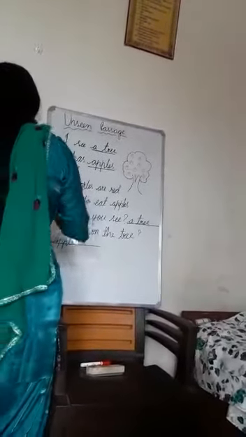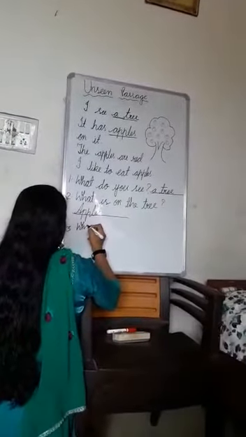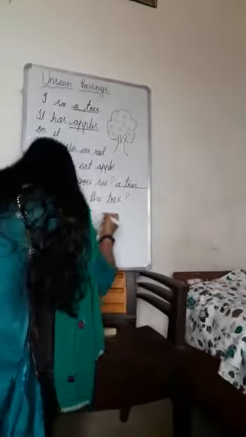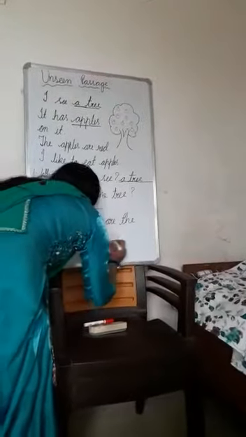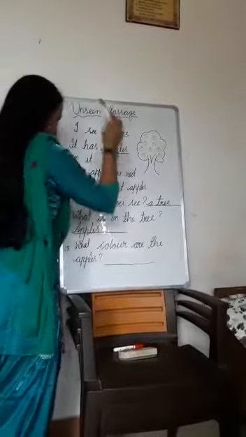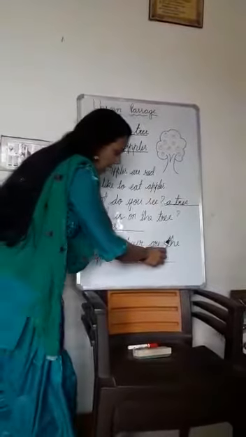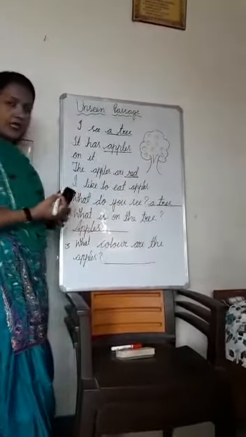Okay. Now the third question is: what color are the apples? Right. So, we know what is on the tree. We know it has apples on it. The apples are red. And what is the third question? What color are the apples? The apples are red in color. So, what is the answer? Red. R-E-D. Red.